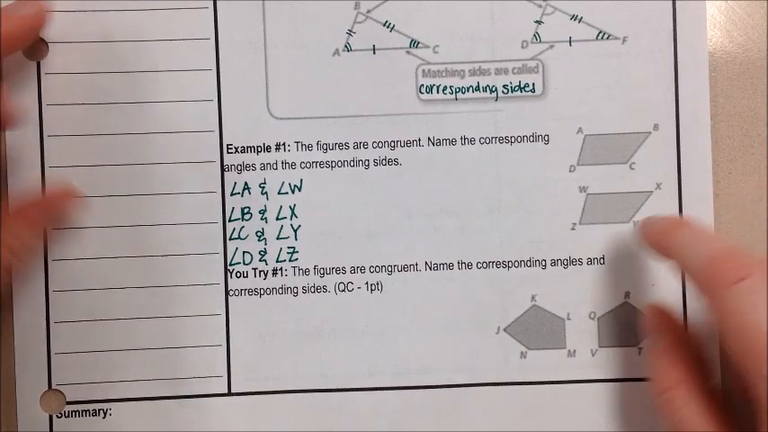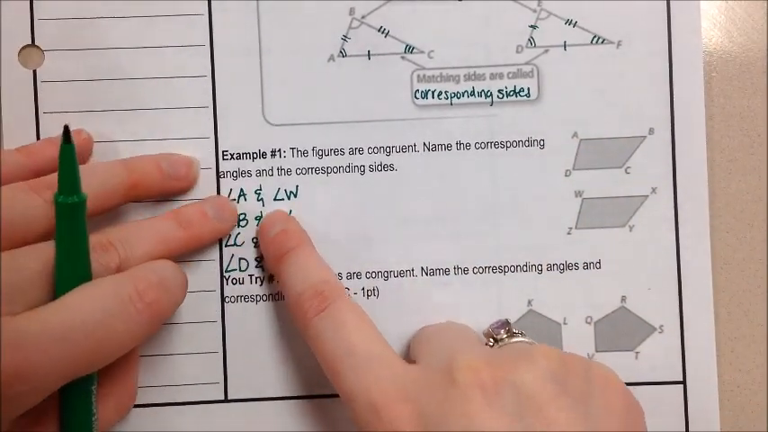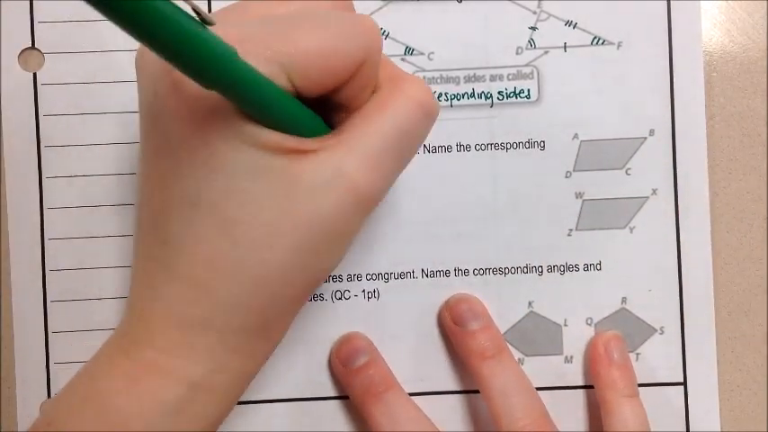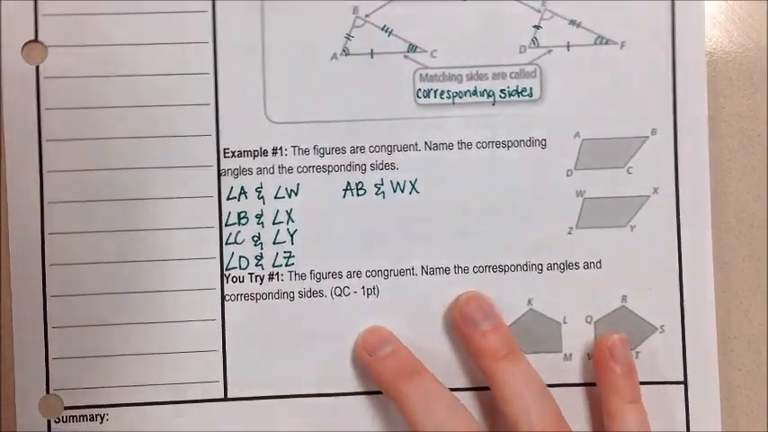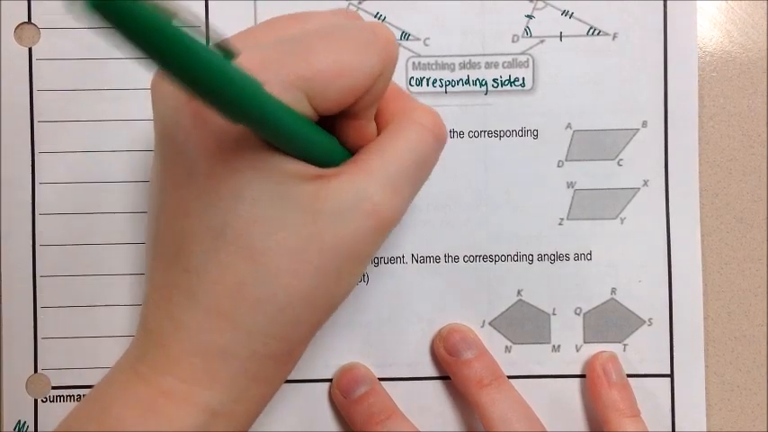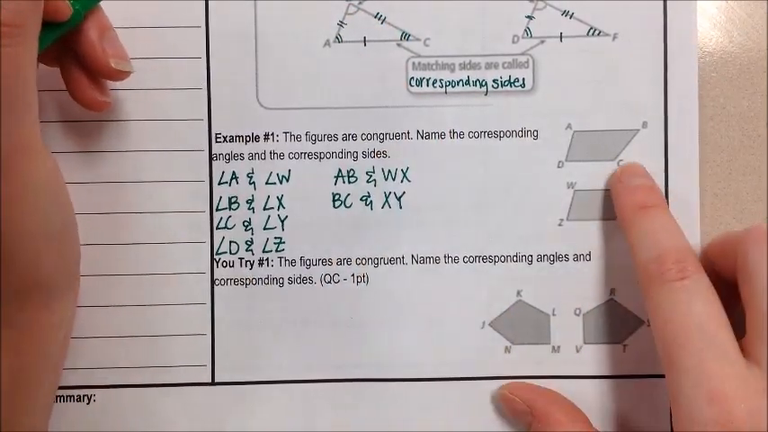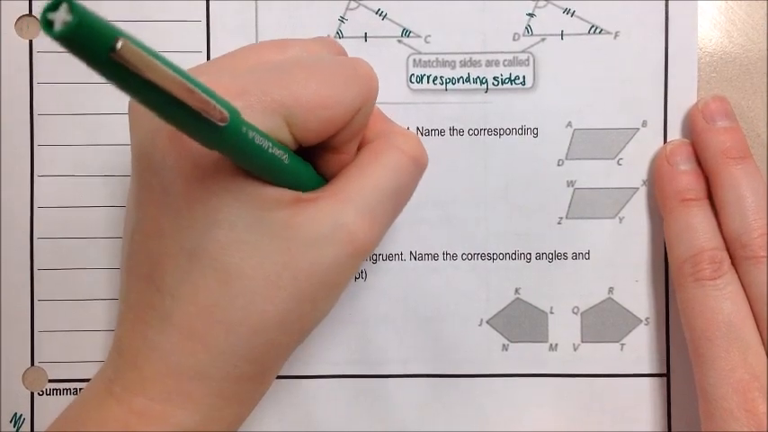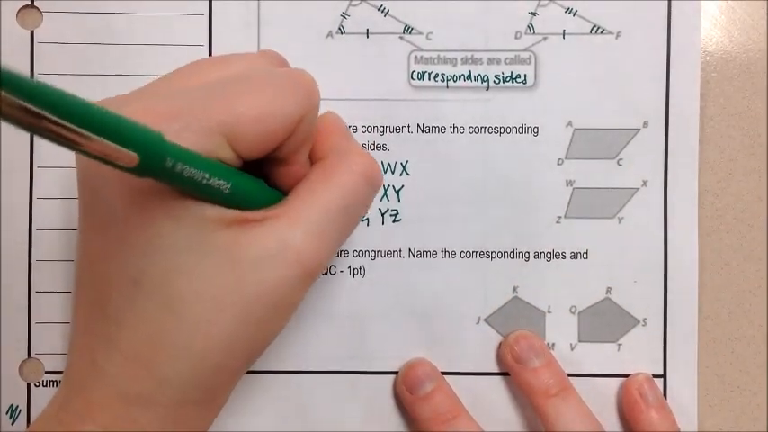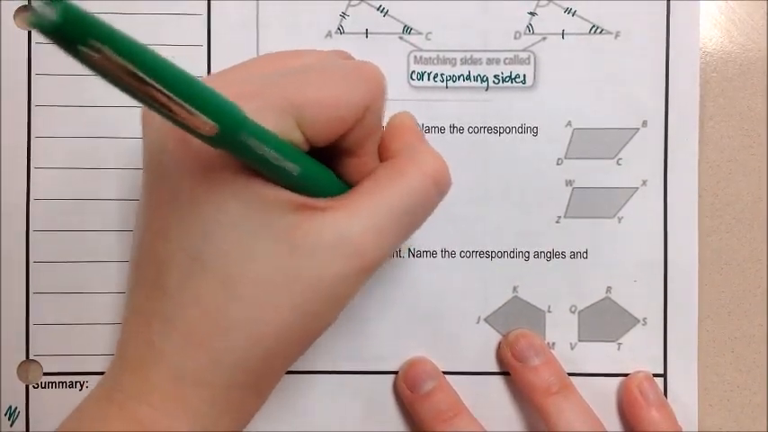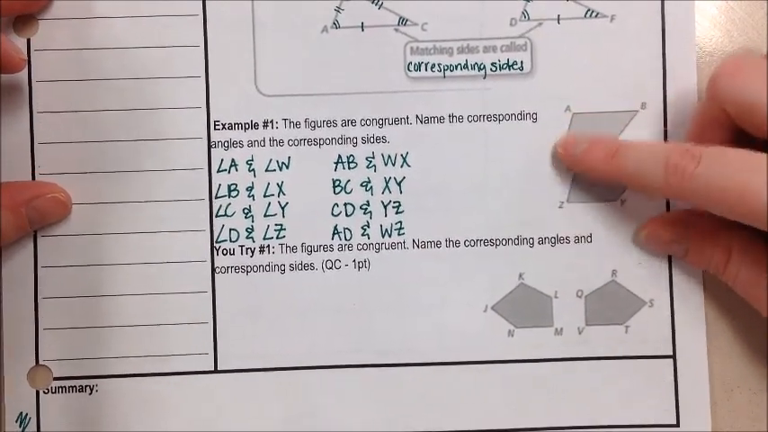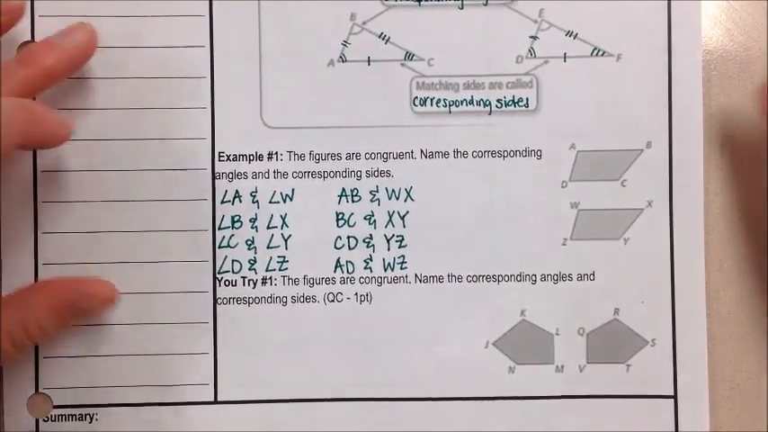Okay, so now I'm going to do side lengths. If A is W and B is X, that means AB has to be WX. So AB and WX, and then I have BC and XY, CD and YZ, and then AD and WZ. If you put these as DA and ZW, that's okay. It doesn't really matter what order because it's the same side. Okay?